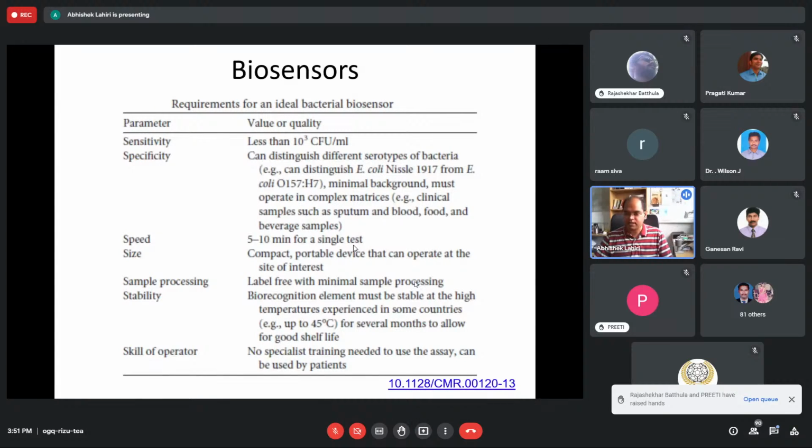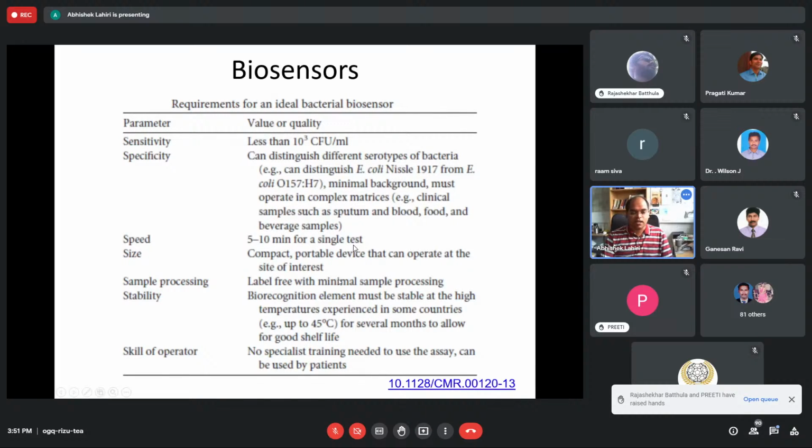There are various parameters which are a requirement from the government or from the health commissions, and these requirements are important to address when you make a biosensor. It has to have a sensitivity of 10 to the power 3 CFU per ml. It has to have specificity with different bacteria. This is only for bacterial, but of course the same conditions will apply to other biosensors as well. The speed of sensing has to be between 5 and 10 minutes.